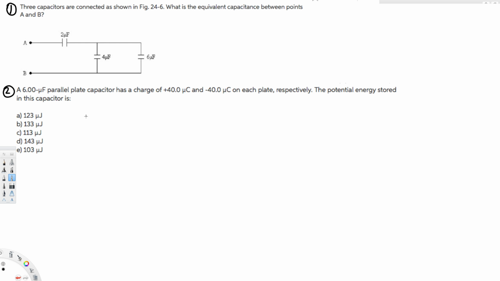First, when we have problems like this, we start from the end and try to compress this one. These two are in parallel, right? So we can just directly add them together. Here I can redraw this one as 2 microfarad, 2 microfarad, and these two are in parallel, so I can add them together. When they are in parallel, we just directly add them. So here we are going to have 10 microfarad, right? And this is going to be A and this is going to be B.